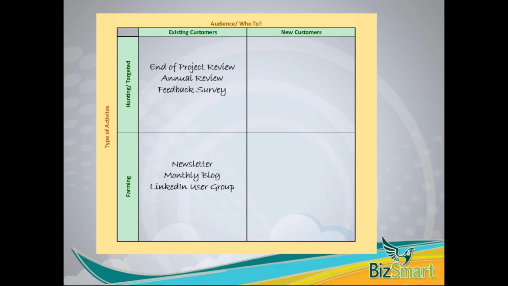existing customers. So what could you do with your existing customer group that would just keep that relationship going, keep it warm, keep it ticking, so that you're in their mind in a good way, as I said before, so that when they do have a need that matches what you can deliver, you're in their mind and they think of you. So that's the sort of thing within that farming box for existing customers.